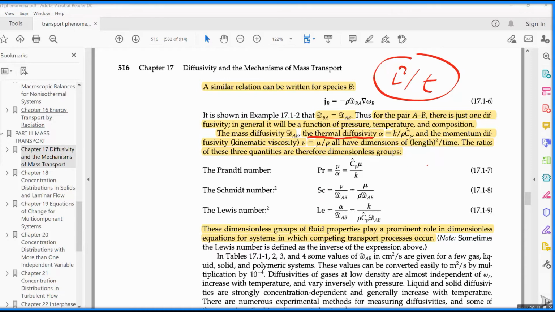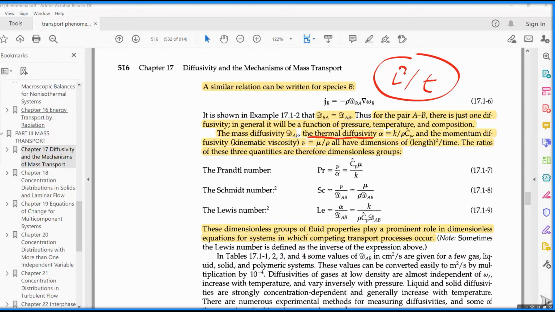So there are some relations between these three concepts. The Prandtl number is defined as the momentum diffusivity divided by the thermal diffusivity. Also, the Schmidt number is defined as the momentum diffusivity divided by the mass diffusivity, and the Lewis number is defined as the thermal diffusivity divided by the mass diffusivity.